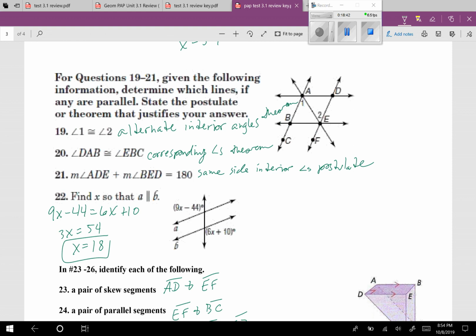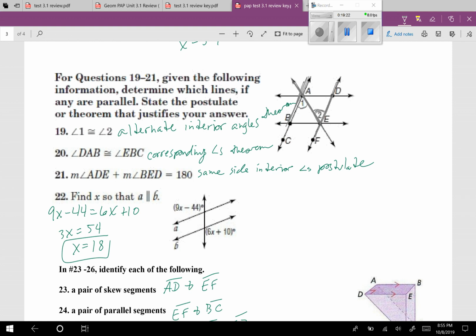Okay, questions 19 through 22. Or 19 through 21, I'm sorry. First thing, angle 1 is congruent to angle 2. Well, how do we know that angle 1 and angle 2 are congruent? What do we have? We have these parallel lines being cut by a transversal, and angle 1 and angle 2 are alternate interior angles. So since we know that these two lines here are parallel, and that's our transversal, we know that they're congruent by the alternate interior angles theorem.